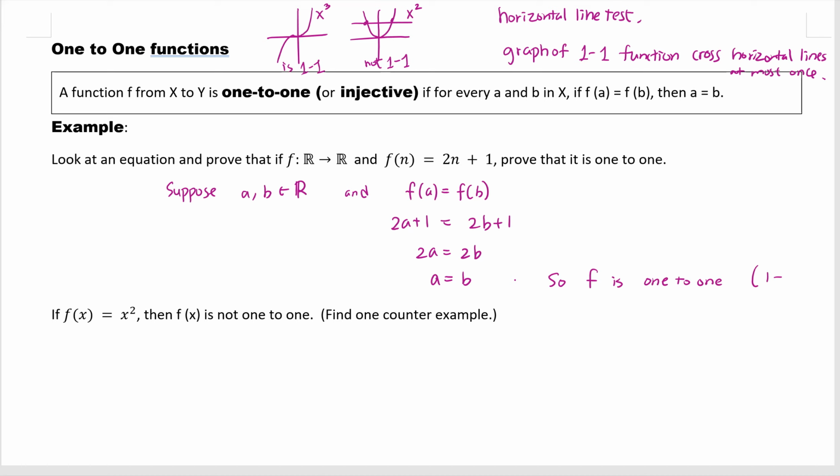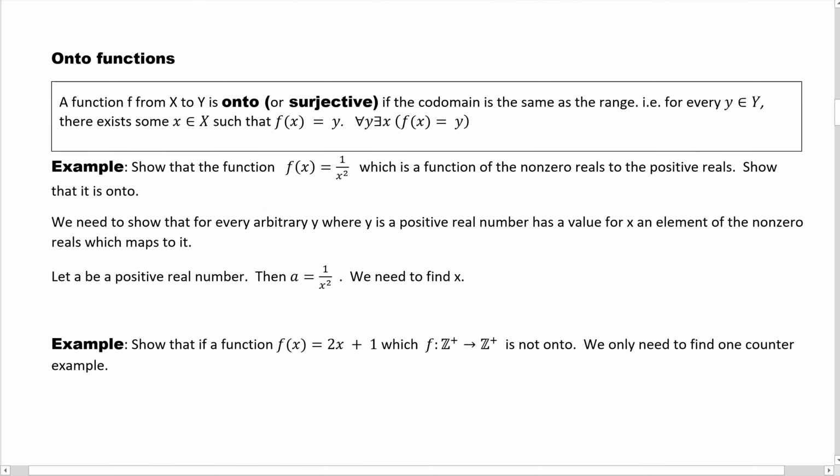Onto functions. A function f from X to Y is onto, or surjective, if the codomain is the same as the range. I.e., for every y in the set Y, there exists some x in the set X such that f of x equals y. We can use logical symbols here: for every y, there exists x such that f of x equals y.